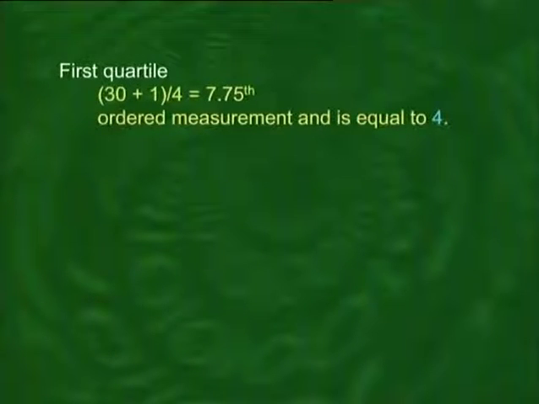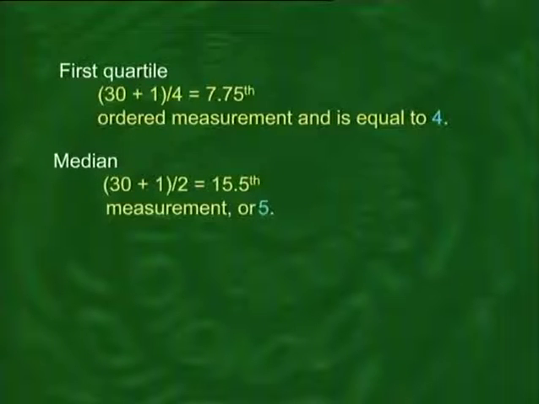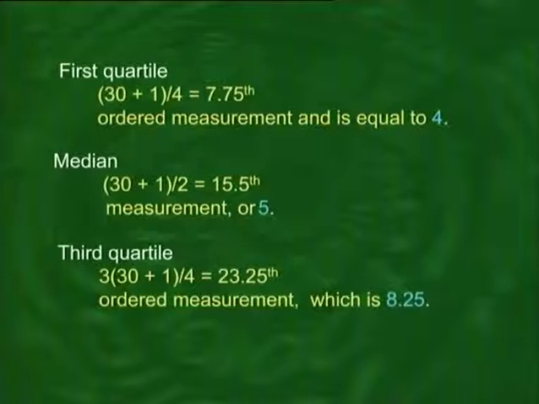In this particular example, as you now see on the screen, the first quartile is the 30 plus 1 over 4th, that is the 7.75th ordered measurement, and it comes out to be equal to 4. Similarly, the median is the 30 plus 1 by 2th, that is 15.5th measurement, and that comes out to be equal to 5. And in a similar way, the third quartile is 3 times 30 plus 1 by 4th, that is the 23.25th ordered measurement, and that comes out to be equal to 8.25.